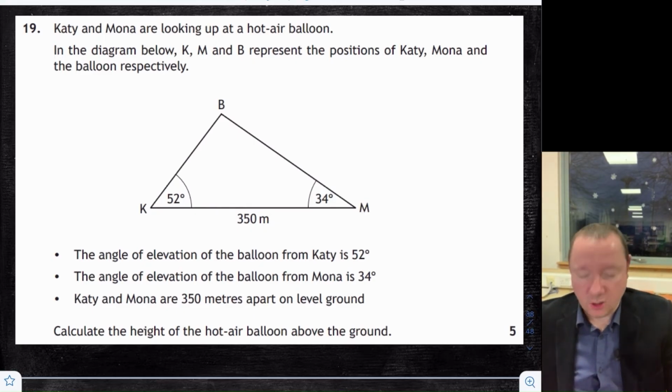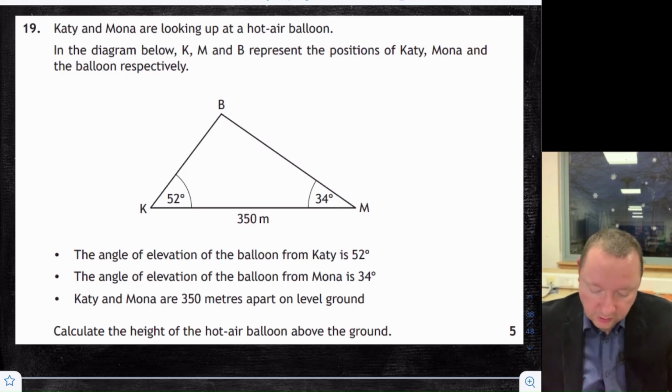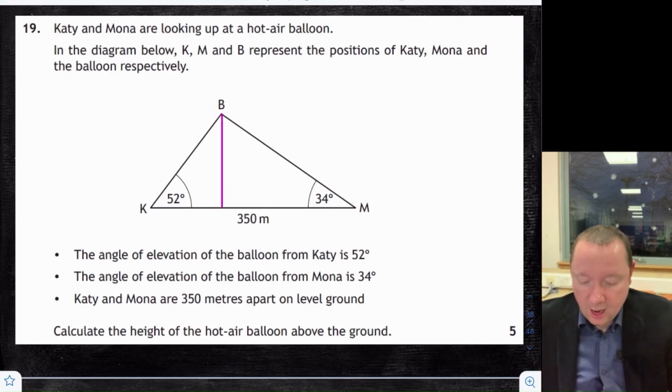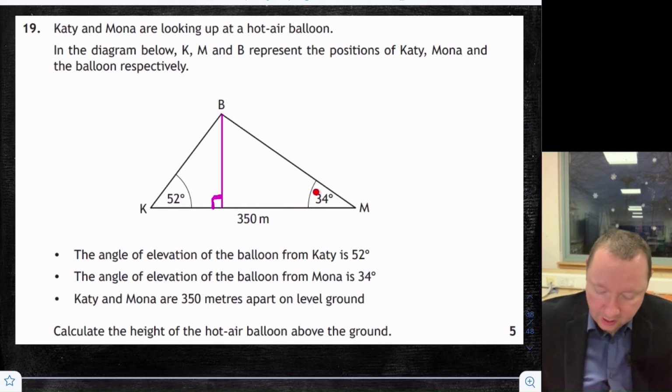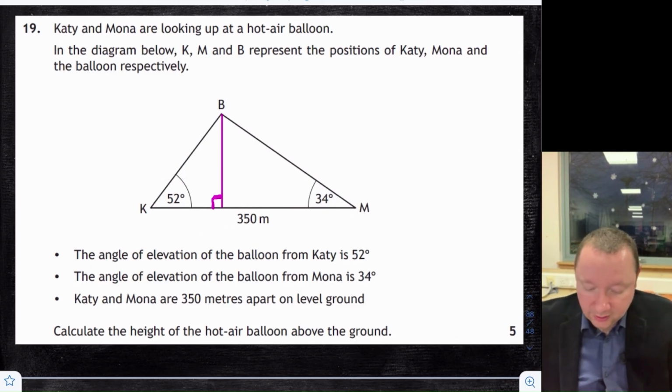It's quite a hard question. It's worth 5 marks. Notice, it's not asking me to calculate any of these diagonals. It wants the direct height. So I can draw in a direct height here just by drawing a straight line down, and that's the side it wants me to calculate. Do not be tempted to think that cuts this line in half. It does not. So I'm going to need to get one of the other sides in order to use the sine rule or to use SOHCAHTOA to get the height. So that's exactly what I'm going to do.